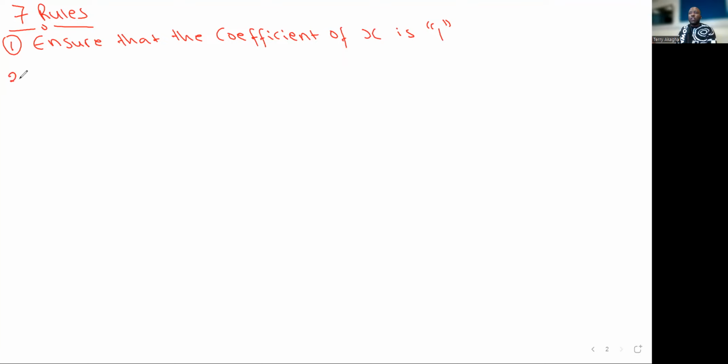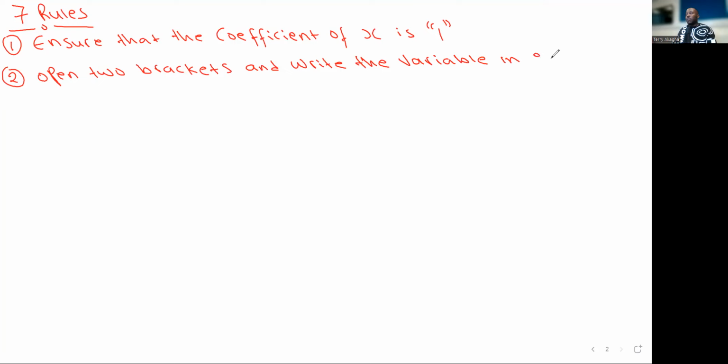Then when you're done, number 2, you open 2 brackets, all right, and write the variable in each of the brackets. I'm going to explain this. I'm going to solve a question. So when you write the variable in each of the brackets.